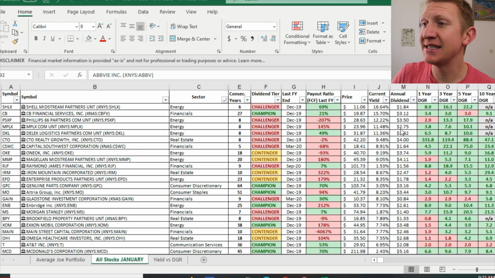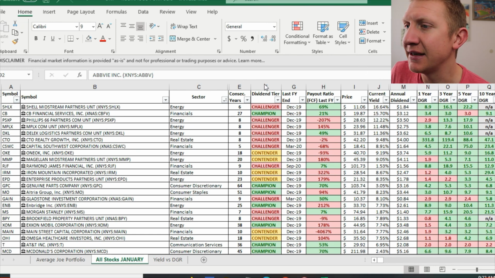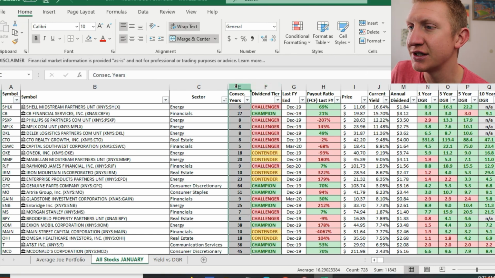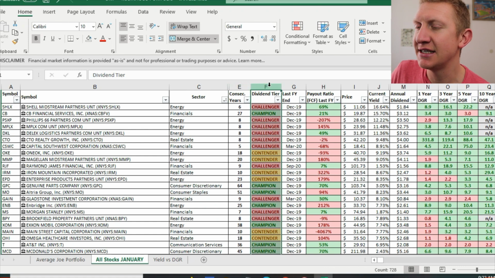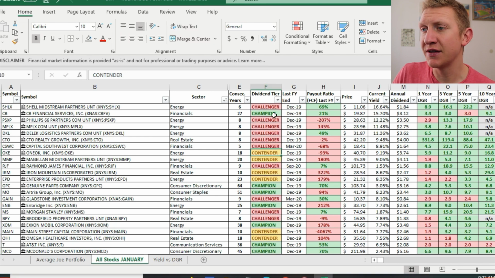In the spreadsheet, you can see that right here at the dividend tier. You can see the number of consecutive years, and you can see the dividend tier right here. Challenger is for 5 years to 9 years. Contender is 10 years to 24 years, and then champion is 25 years plus.